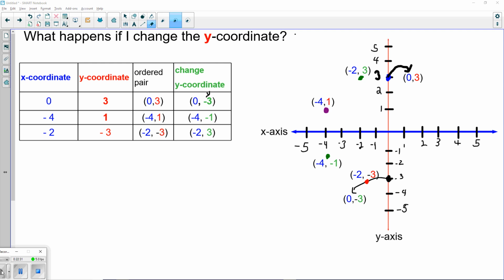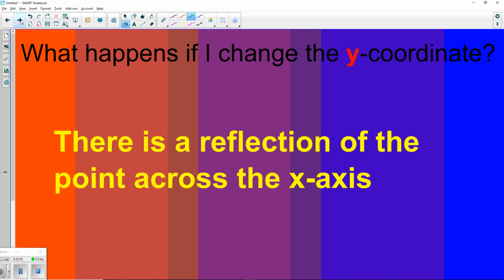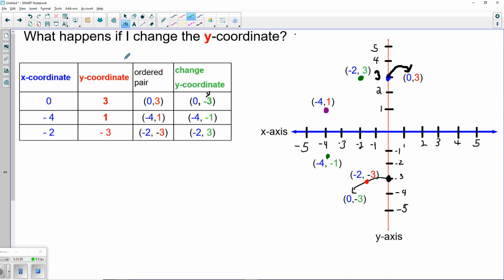Okay? So what did you all notice happening to the points? Of course, I cannot hear you nor see you, so let's reveal what happens. What happens if I change the y coordinate? There's a reflection of the point across the x-axis. So that's what I was showing each time.